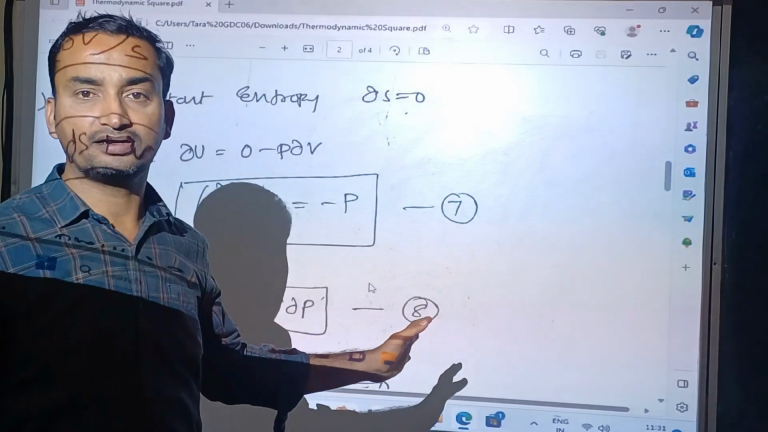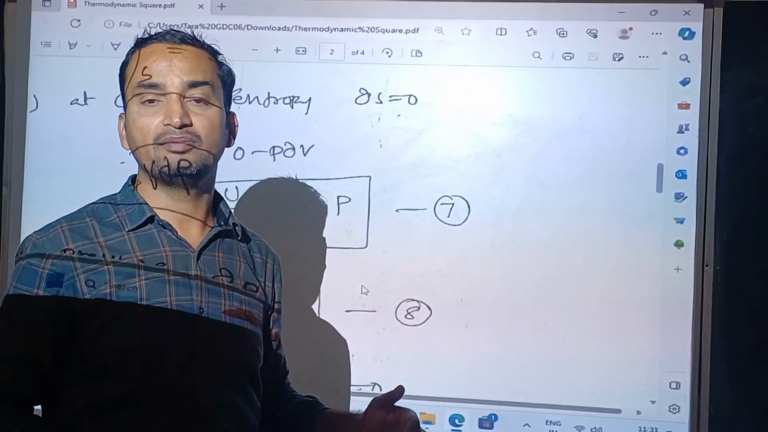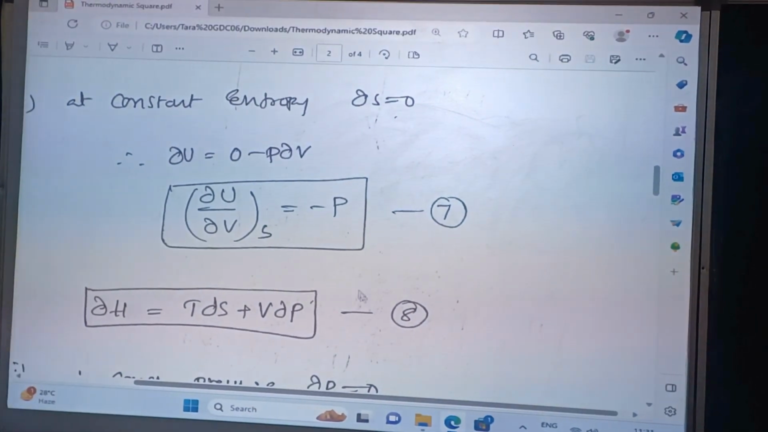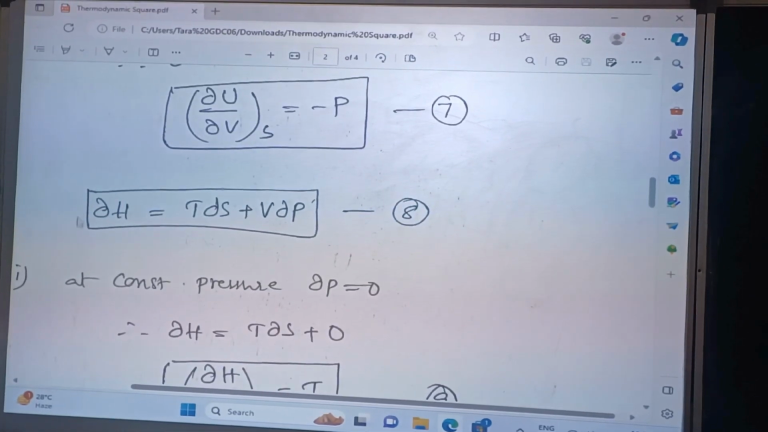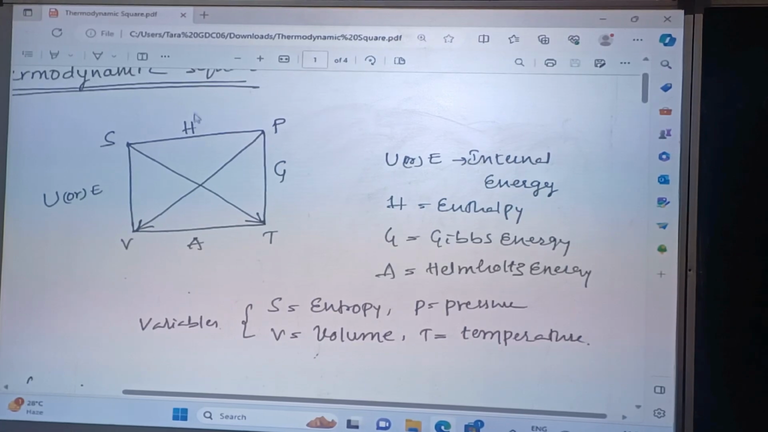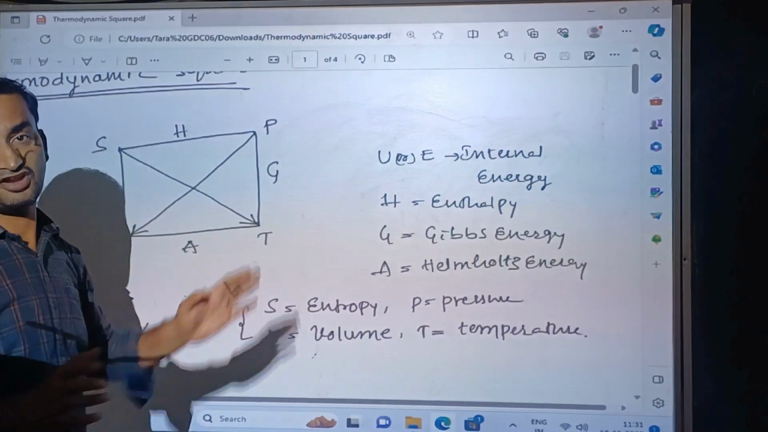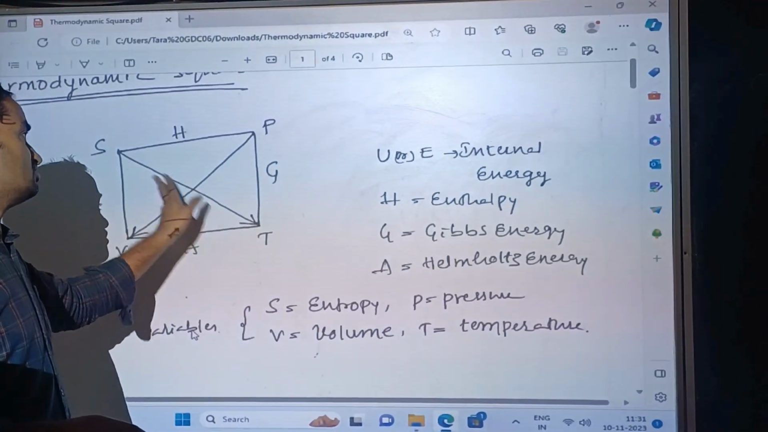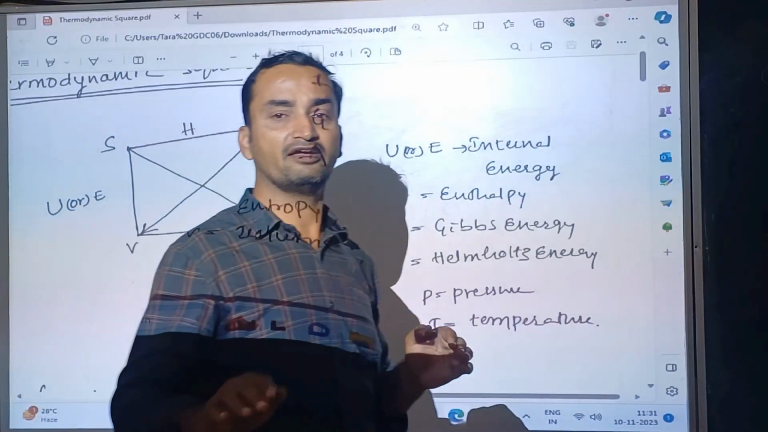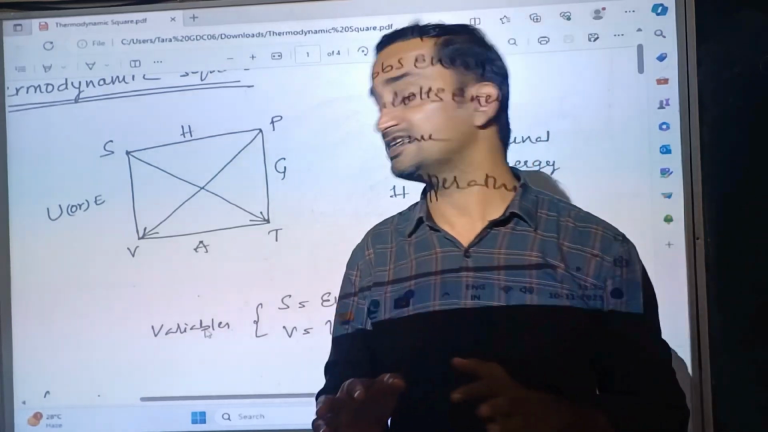These are very, very important not only for your chemistry but also for your physics, and even in NEET also very, very important. Now, like that, another thermodynamic potential H. Now H, you see better. H, that means this one. Now if you see here, these respective variables should be differentiated, followed by multiplication of opposite variables, and we have to keep in mind that if the arrow mark is away, we have to keep a plus sign before that, and if the arrow mark is towards, we have to keep a minus sign before that.